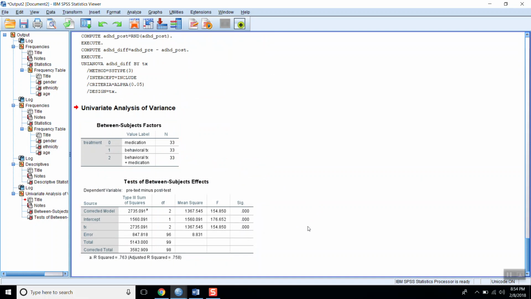Which of these p-values do we look at? Good, the one associated with the independent variable, which is treatment. And so what does this tell us? Yeah, there is a significant difference in ADHD difference scores across the treatments. Okay, so how would you word this?